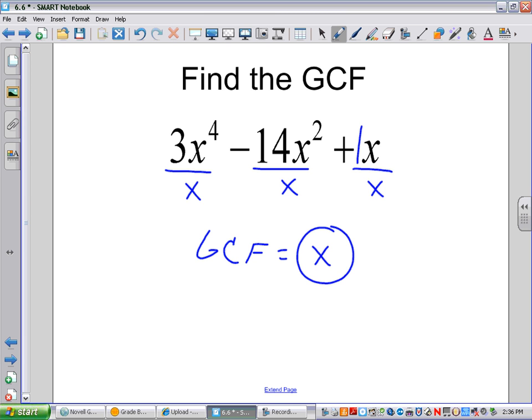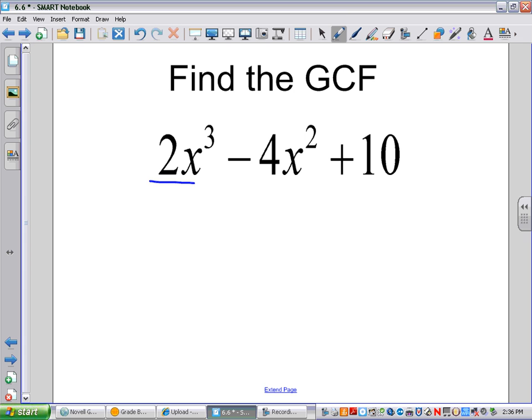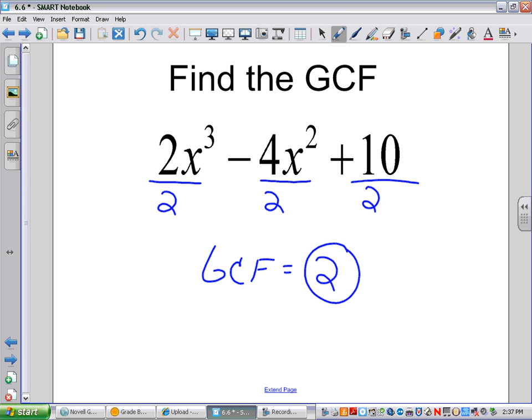One more. What can I divide all three of these by? The numbers 2, 4, and 10. Well, 2. What about x cubed, x squared? And notice the 10 doesn't have an x. So it's not common to all of them. So I just have to stop at the 2. My greatest common factor is just the 2, because the x is not common. The 10 does not have an x on it. So 2 is my answer.